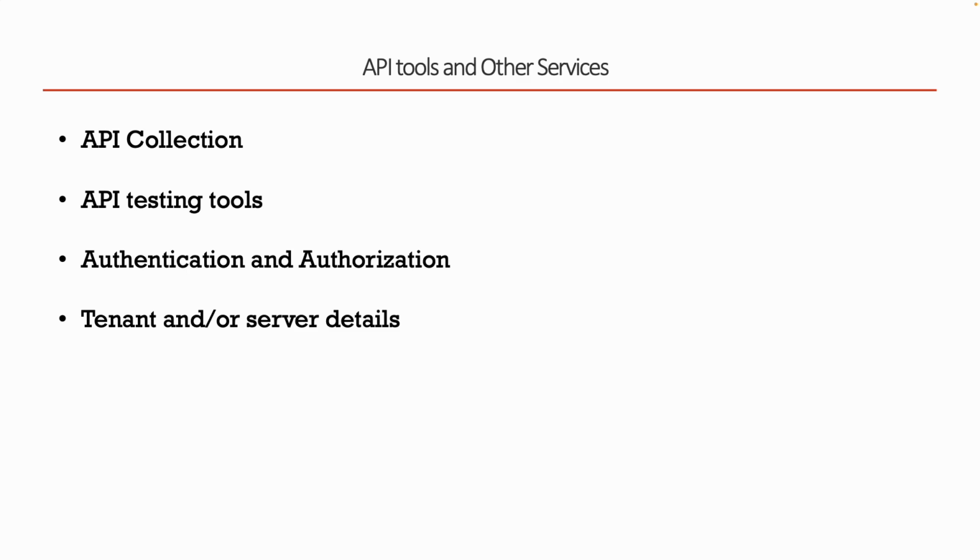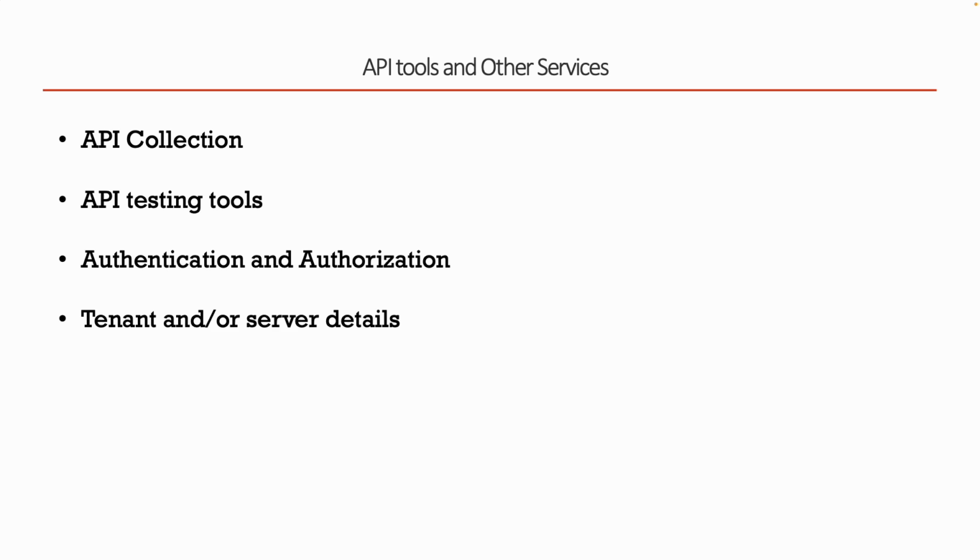Okay, points of contact done, documentation language done. Now we need to think about API tools and other services. So when we talk about API tools, you need to have access to the collections that you are trying to document. API collection refers to the list of APIs that you are trying to document. You also need to set up API testing tools. Depending on your organization setup, you might already have access to API testing tools. But if you don't, you can use Postman. For this video series, we'd be using Postman too.